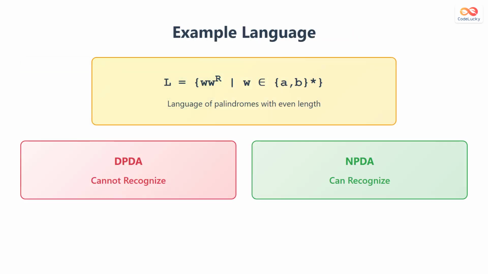Let us consider an example language L equals the set of w w^R, such that w is an element of the set {a, b}*. This is the language of palindromes with even length. Deterministic PDA cannot recognize this language, but non-deterministic PDA can recognize it.